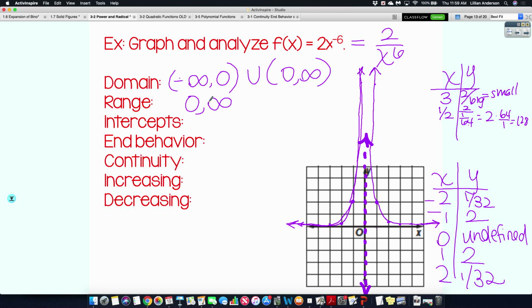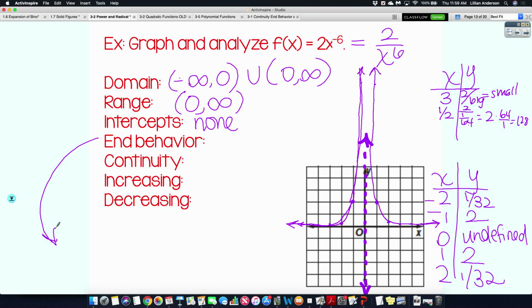Am I defined at 0? Right. So then we've got parentheses, right? Yeah. There we go. Do I have any intercepts of any kind? No, because it doesn't cross the y-axis because it's undefined there, and it never crosses 0 either. So I don't have any intercepts.